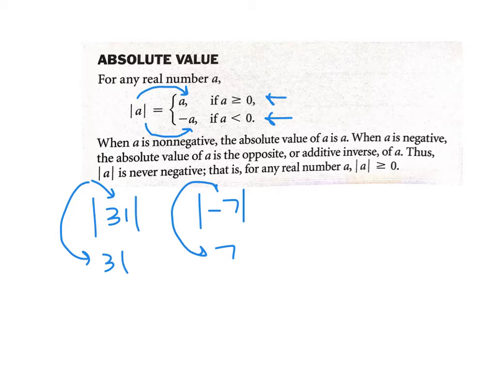That's really good to know, and it's going to come into play later when we start doing equations with absolute value in them. But the sentence is kind of hard to read. There's a lot of math words in there, but that's what it's saying. The absolute value of a positive number is itself. The absolute value of a negative number is its opposite.